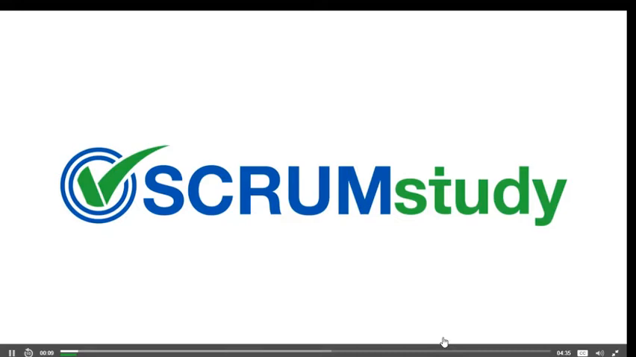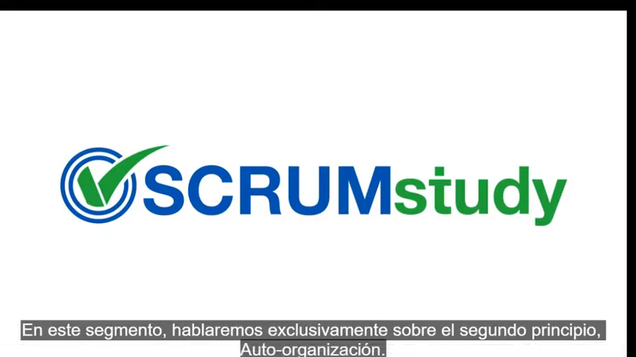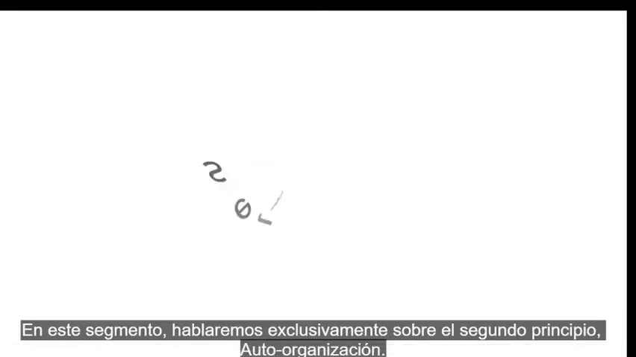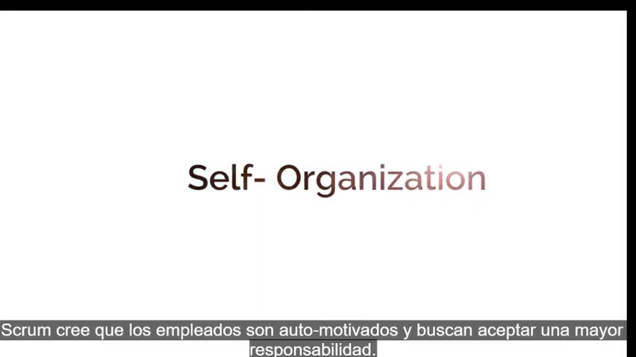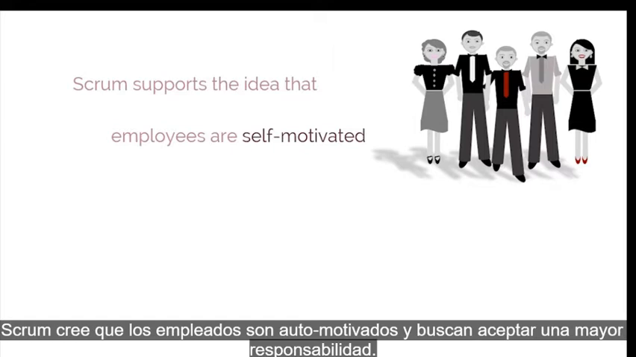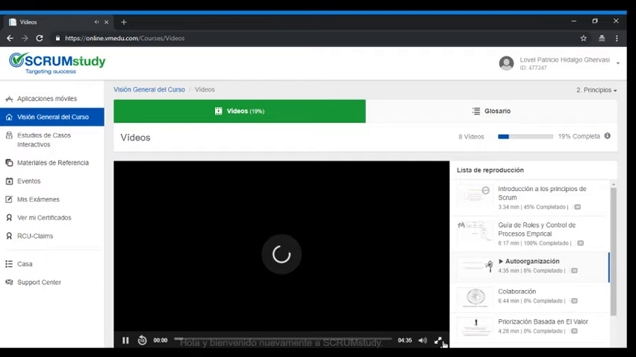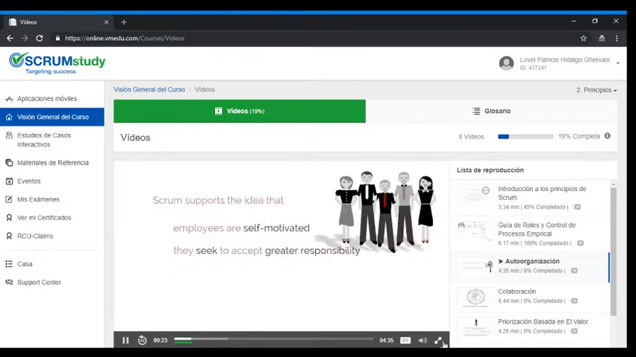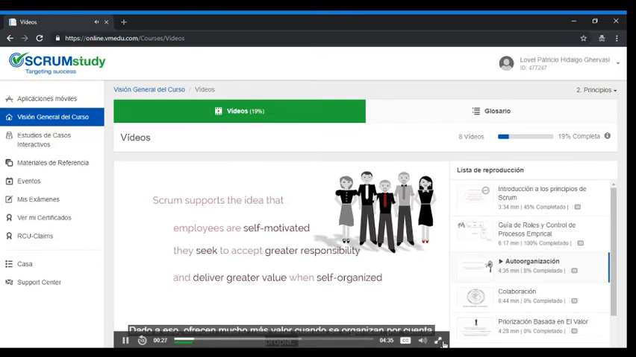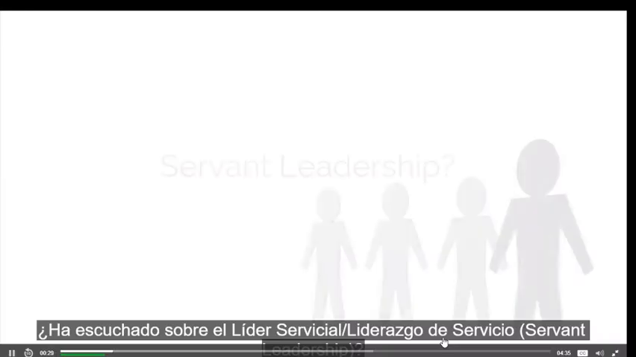Scrum, Empirical Process Control. In this segment, we'll be exclusively talking about the second principle, self-organization. Scrum supports the idea that employees are self-motivated and that they seek to accept greater responsibility. So they deliver much greater value when self-organized.